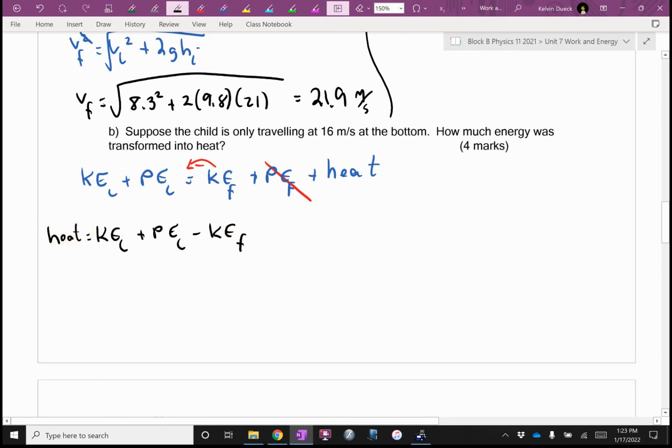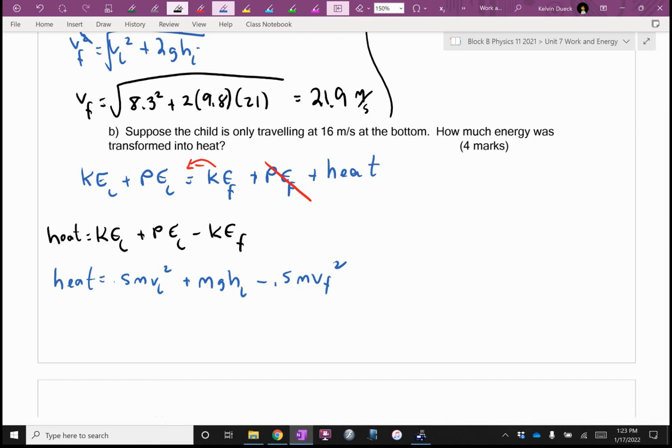That equals heat: KE initial plus PE initial minus KE final. So that's going to become heat equals 0.5 m v initial squared plus m g h initial minus 0.5 m v final squared. There's an m in this term, an m in this term, an m in this term, no m there. The m's don't cancel for what it's worth. Also, because I'm not trying to get the v by itself, I'm not going to times everything by 2. It wouldn't help me at all. It wouldn't be a time saver. I'm just going to plug and chug.